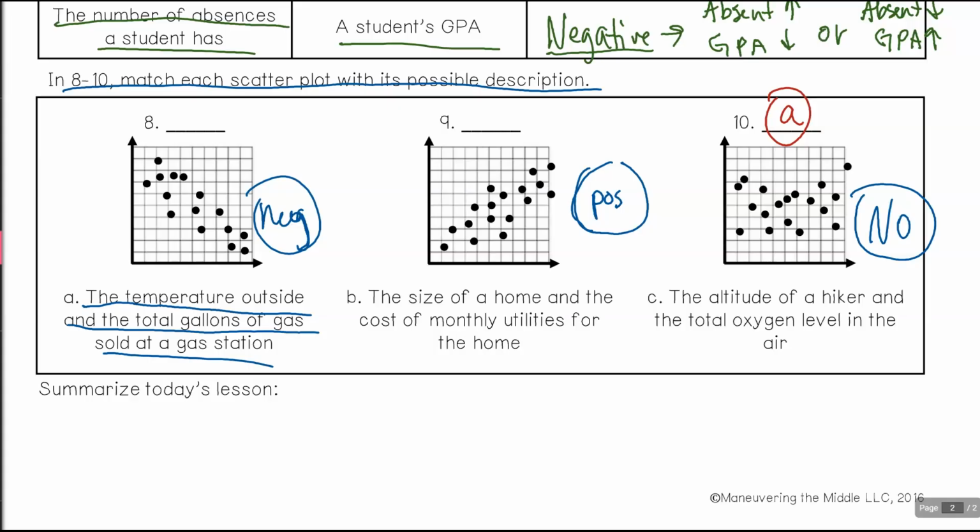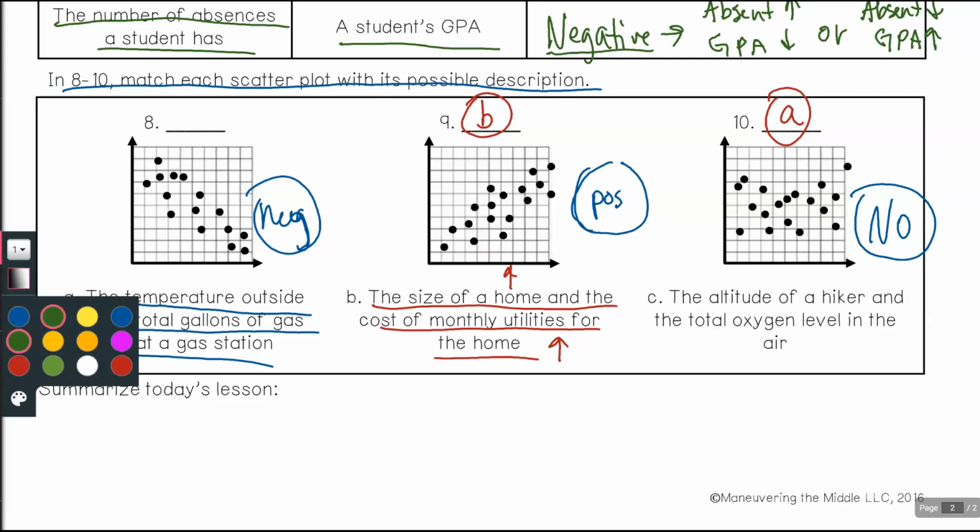If we look at B, it says the size of the home and the cost of monthly utilities. Utilities means things like internet, water, heat, electric, that kind of thing. If the size of your home goes up, a lot of times you're probably going to spend more money on utilities because it takes more to heat the house, or you might need a couple different routers for your internet, or you may use more water because you have 4 bathrooms instead of 2. So this would be more of your positive example. We're going to go with B as number 9 because, again, as the size of the home goes up, a lot of times your monthly utilities go up.